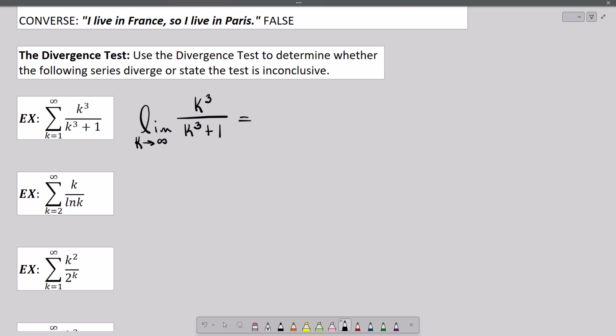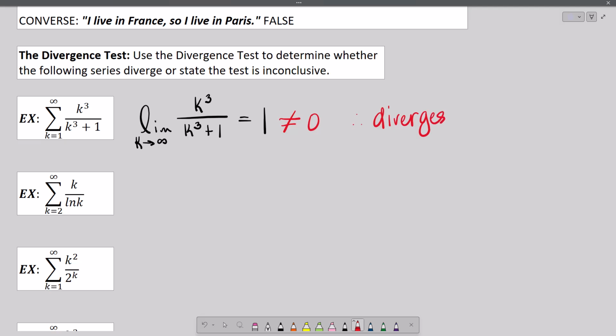There are 3 ways to do it. L'Hopital's rule 3 times: derivative, derivative, derivative. Or divide by the highest power of k, or equal powers, matching coefficients, looking at the quotient of leading coefficients, whatever your technique is. That limit is 1. This is not equal to 0. Therefore, this series diverges.